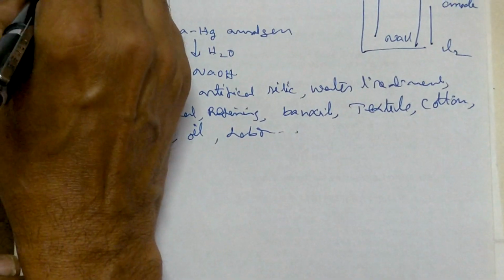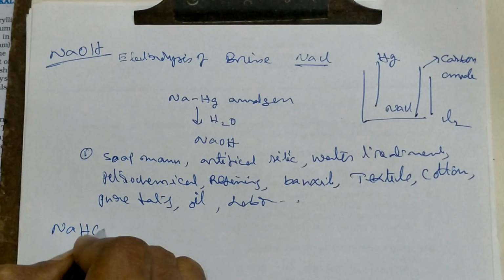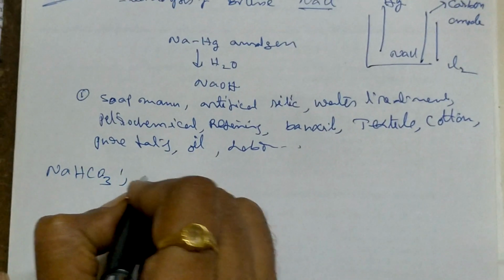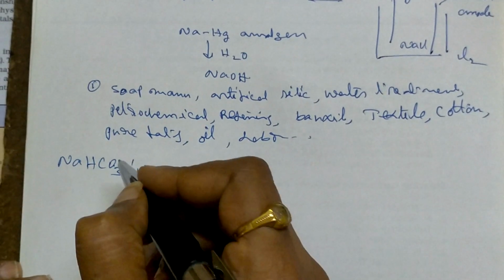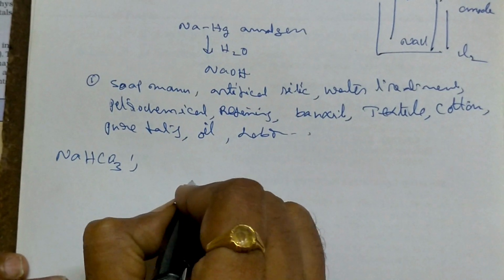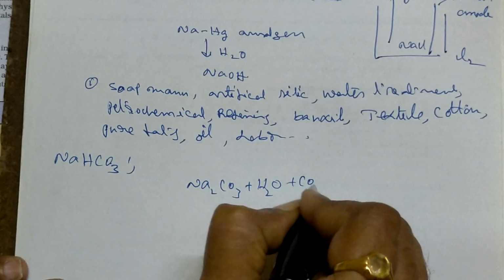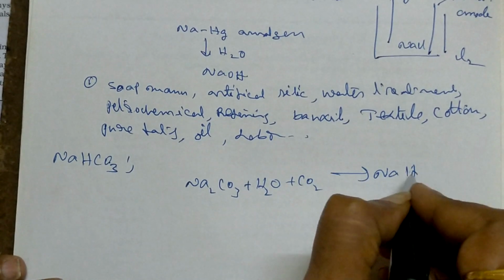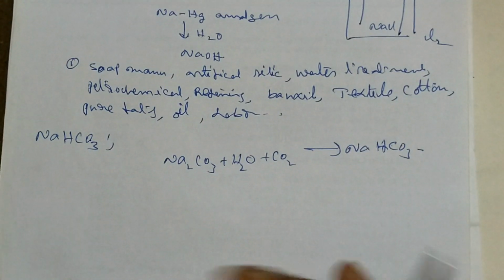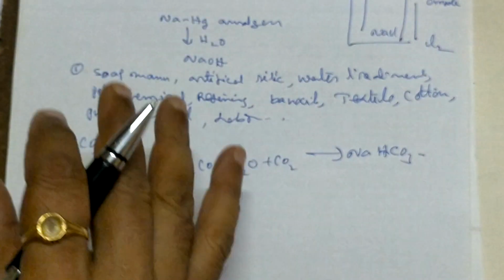Another important compound is sodium bicarbonate, also called sodium hydrogen carbonate. It is very simple: on addition of water and CO2 to sodium carbonate you will get sodium bicarbonate, or sodium hydrogen carbonate. So these are the two in the S block.